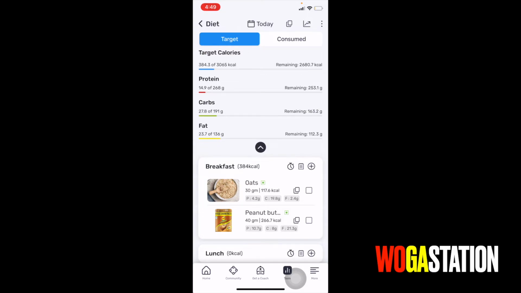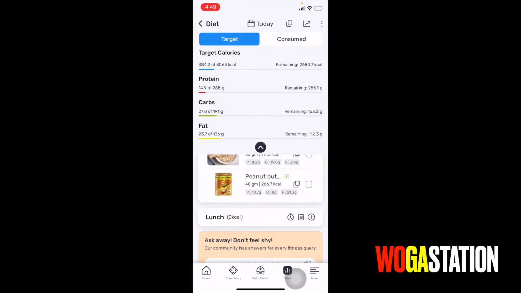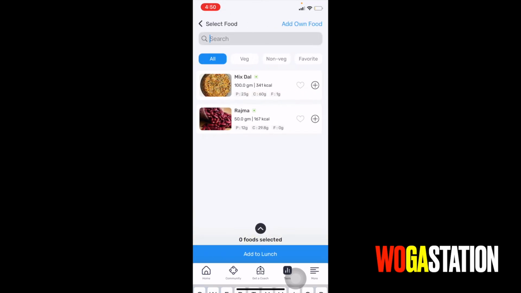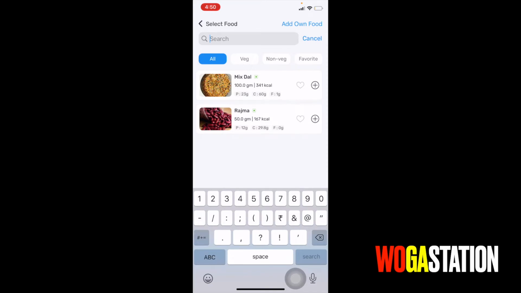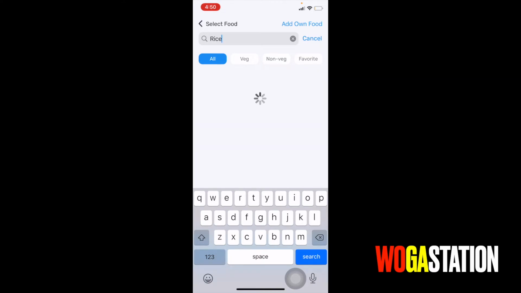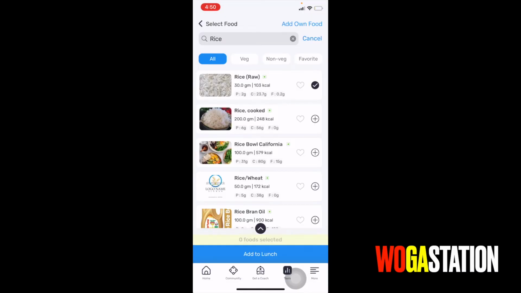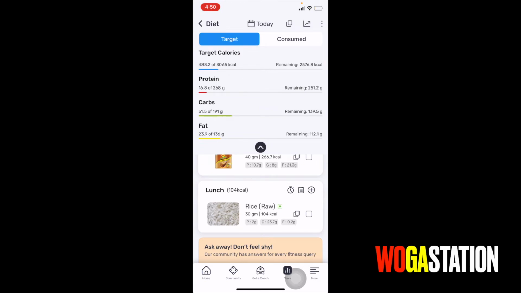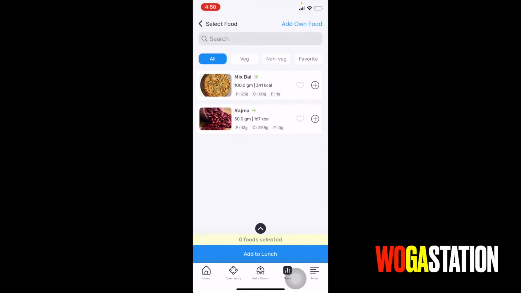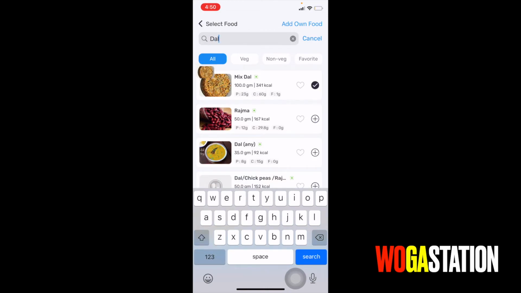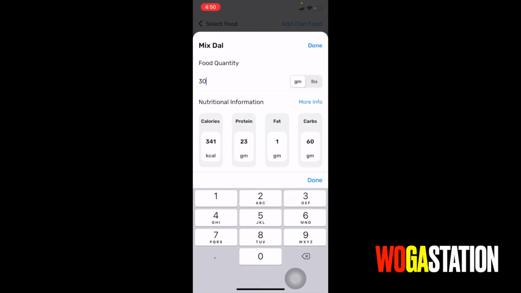So this tells me that with this breakfast, I will be consuming a total of 384 calories, only 15 grams of protein, while 27.8 grams of carbs and 23.7 grams of fat. So let's do something. Let's add some quantity to a lunch. Say I'll have white rice, about 30 grams, and in lunch with rice I will have dal. I'll say mixed dal. I'll probably have 30 grams of dal.